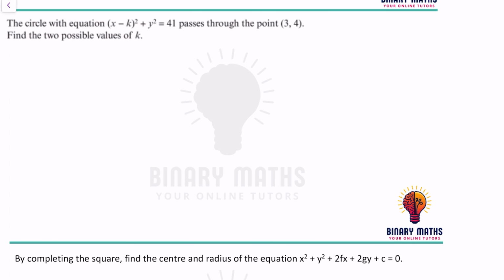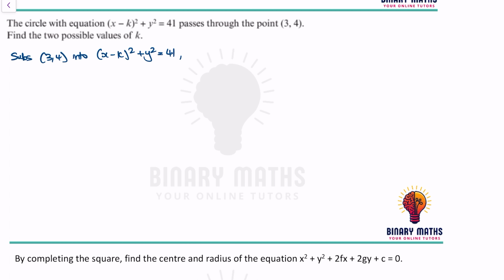The circle with equation (x − k)² + y² = 41 passes through the point (3, 4). Find the two possible values of k. Now, if the equation passes through the point (3, 4), it must satisfy that equation. So we need to substitute (3, 4) into (x − k)² + y² = 41.